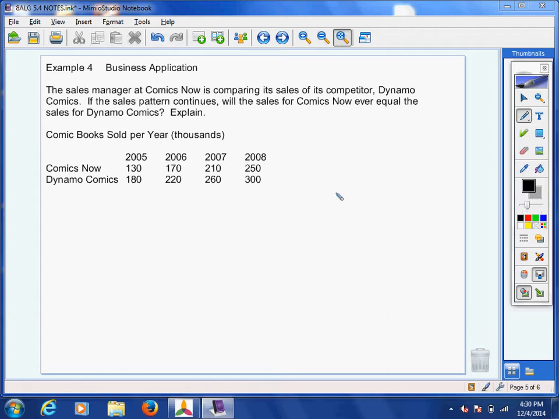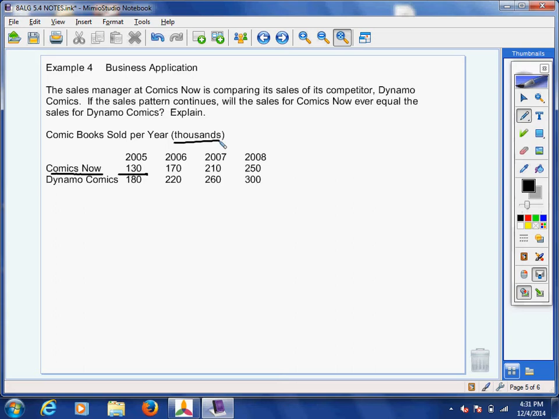You've got comic books sold per year. That's in thousands. So when we say Comics Now in 2005 sold 130 comics, we're saying 130,000. We didn't write out the whole number, 130,000. We just lopped off the last 3 zeros, just wrote 130, but we designated the table and said that it's in terms of thousands.